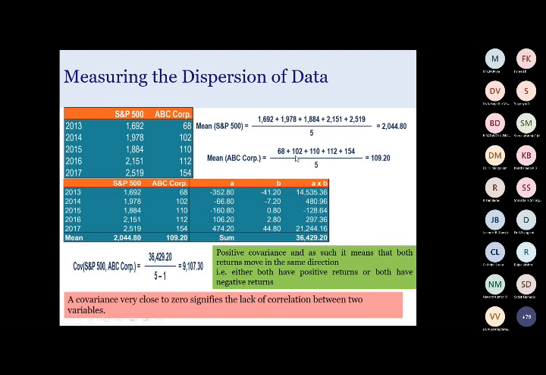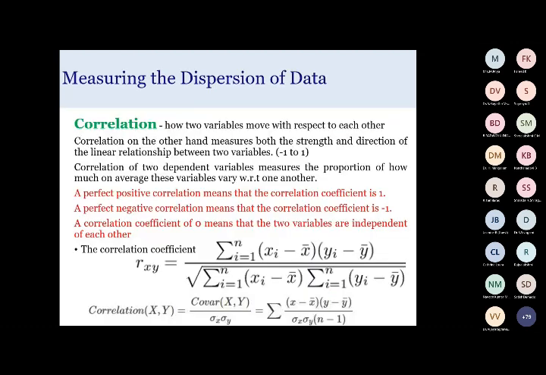So this is how the covariance is calculated. Whatever I have discussed: positive covariance means an increase in one makes the other increase, and if one decreases, the other also decreases. So this is about covariance. Correlation is measured from the covariance. It will say how strongly these two variables are correlated.